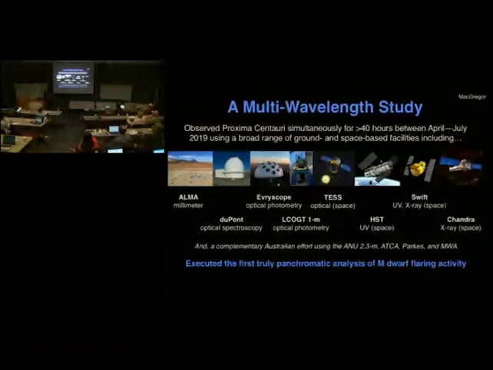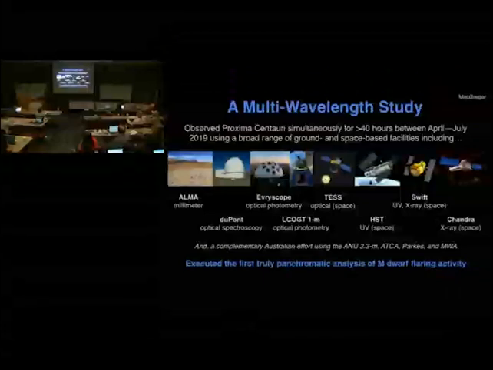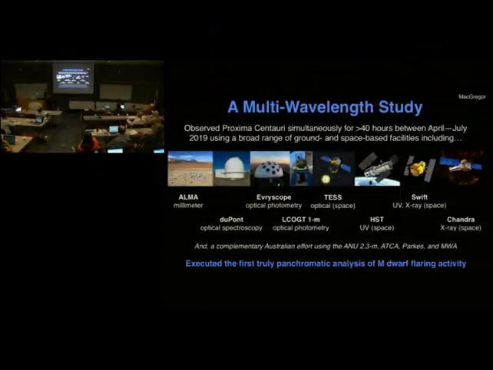We had TESS observing at the same time from space. HST STIS observations to do UV spectroscopy, Swift to do UV and X-ray, and then Chandra to do high-resolution X-ray spectroscopy. And so we executed all of these at the same time, along with a complementary Australian effort, which was not perfectly in sync, but sort of on the same days, using, again, the ANU 2.3-meter, ATCA, Parkes, and the Murchison Widefield Array. So this is really kind of the first time we've executed such a grand-scale panchromatic analysis of M-dwarf flaring activity.